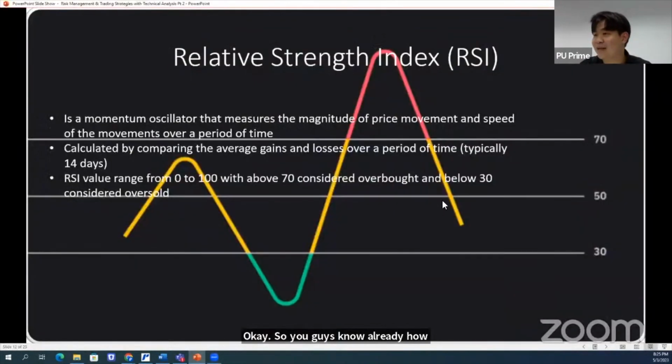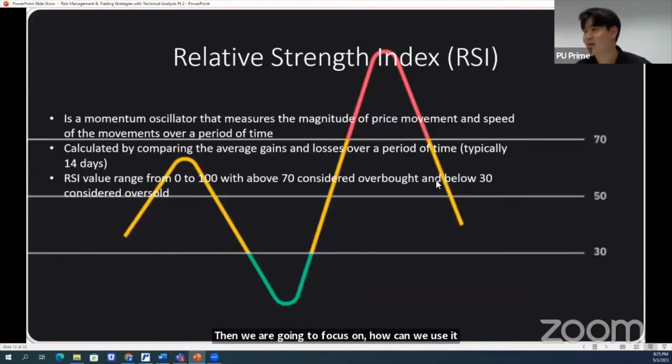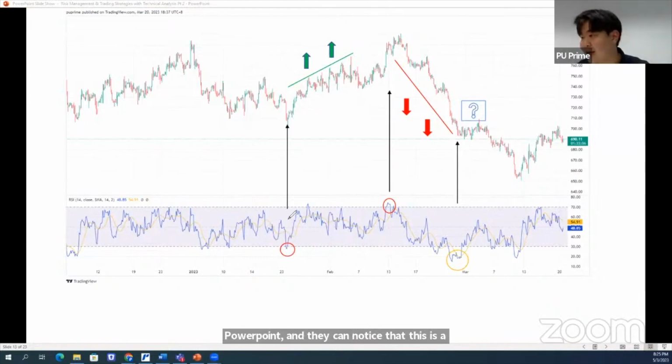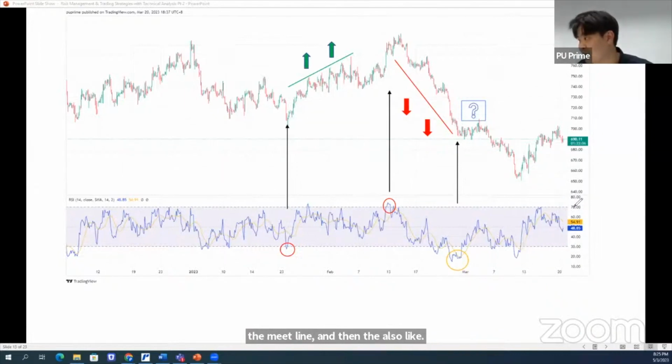Then we are going to focus on how we can use it. So look at the PowerPoint, and then you can notice that this is a chart over here. So how can we identify RSI? You can notice RSI, there are 3 lines over here, like the 70 line, and then the mid line, and then the oversold line. So after you notice this, right? So how can you use it?